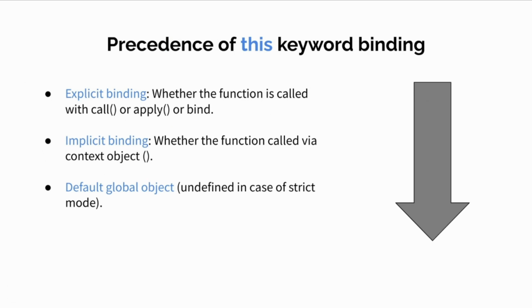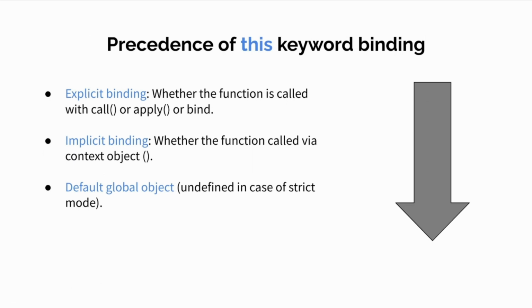So you have precedence. You have explicit binding, when the function is called with call, apply, or bind. This is higher than implicit binding, when you call it with a left hand object from the dot operator. And you have the default context, which is undefined in strict mode, otherwise it is the window object, or if you're using Node, the global object.